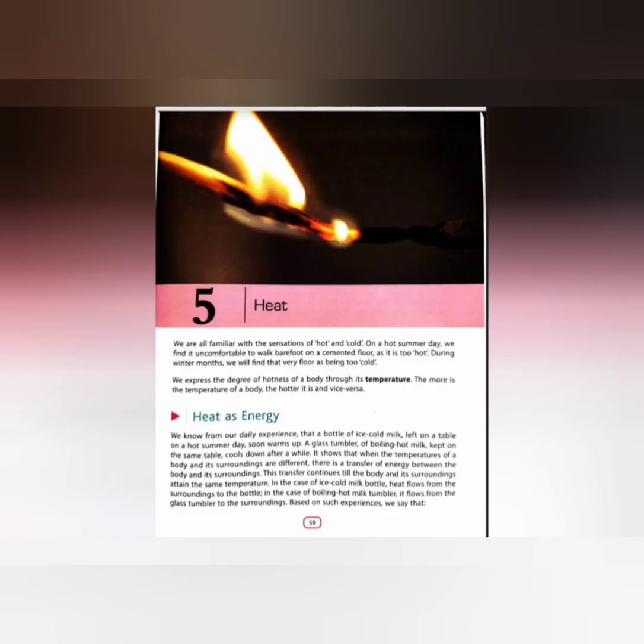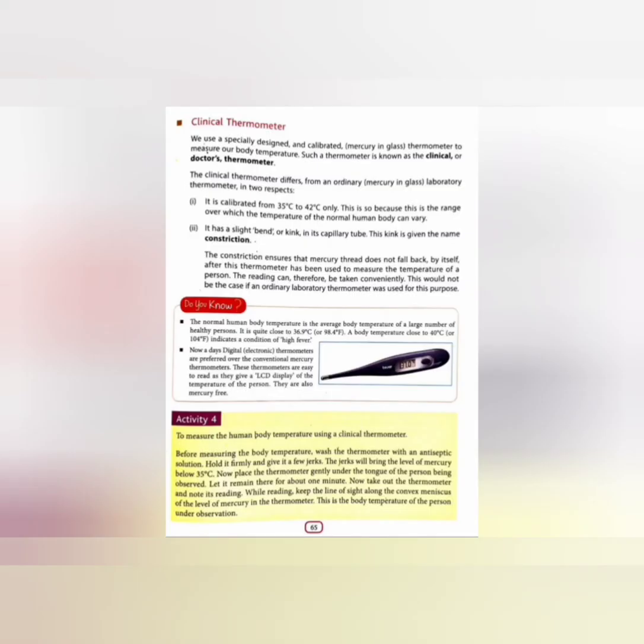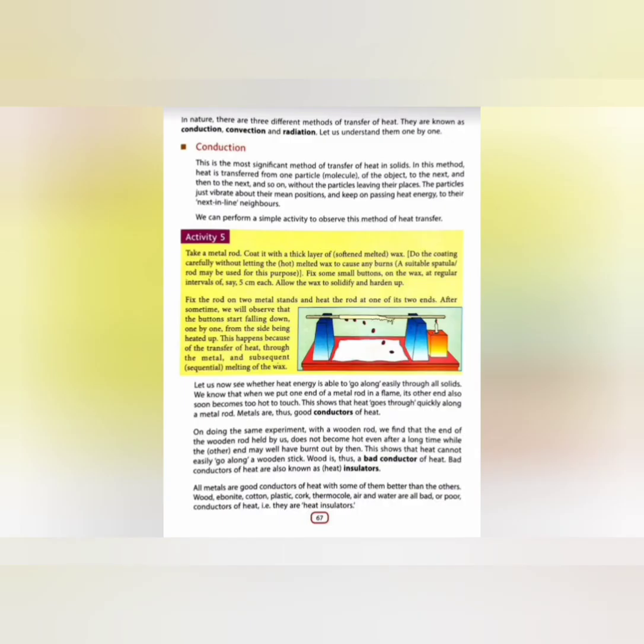Another chapter which we discussed is Chapter 5, Heat. In this chapter we mainly discussed the concept of heat and temperature. As we know, heat is a form of energy and the degree of hotness and coldness of a body is called temperature. Another important topic in this chapter is the clinical thermometer and why it is different from the laboratory thermometer. After discussing this topic, we also discussed the different modes of transfer of heat in detail.